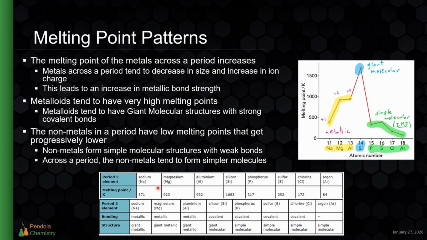So each section here, depending on what type of structure it has, will have different reasons for the melting points. And again, we can see here the melting points of the elements, how we go from 300s, 900s for the metals to 1600 for silicon. It jumps really high up, and then back down to the 300s, and then lower and lower and lower for the non-metals. And that, again, we can see here because of their type of structure. Sodium, magnesium, and aluminum are giant metallic. Silicon is giant molecular. And then phosphorus and on are simple molecular. And so we have to take different things into account.